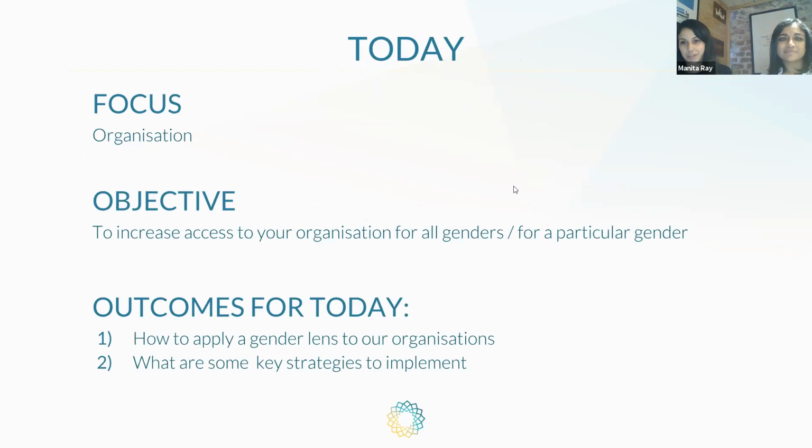So the focus for today, as I mentioned, is really on the organization, building on from the programmatic subject that we actually talked about last time. The objective for this week is to increase access to your organizations for all genders, or for a particular gender if that's your objective. The outcome for today is to look at how you can apply a gender lens to different parts of your organization and what some of the key strategies are that you can implement. We'll mention a few of them, and I think I shared them with you in those emails, but feel free to jump in if there are any other parts of your organization that you think are important to consider, and we can have a chat about that as well.